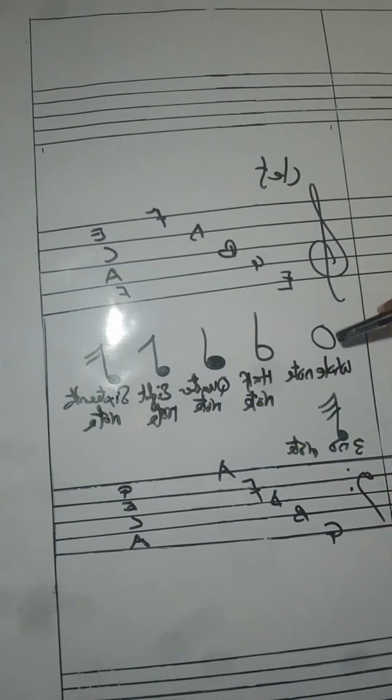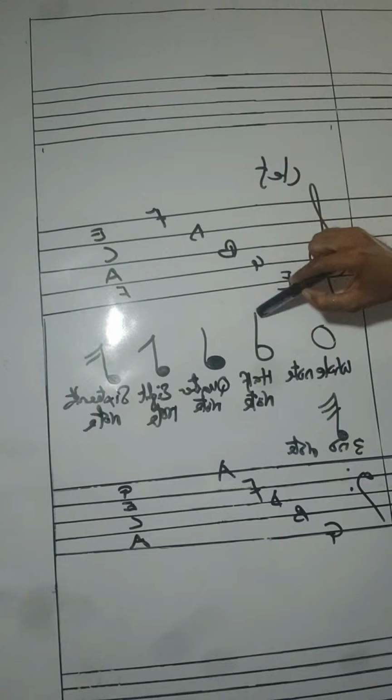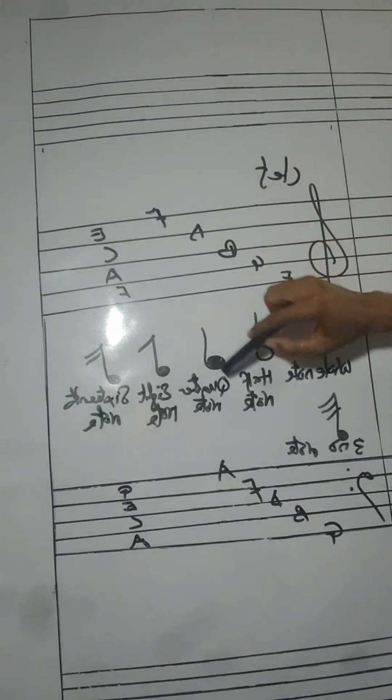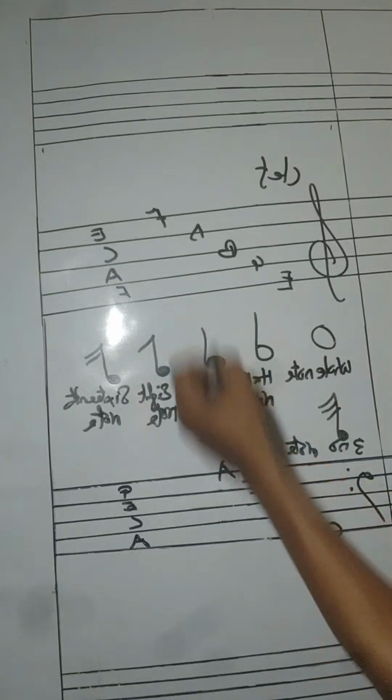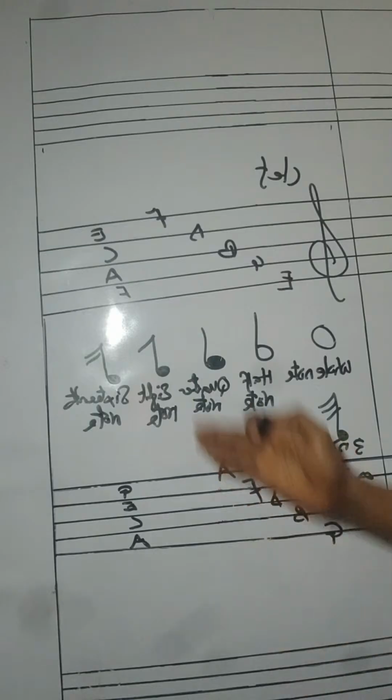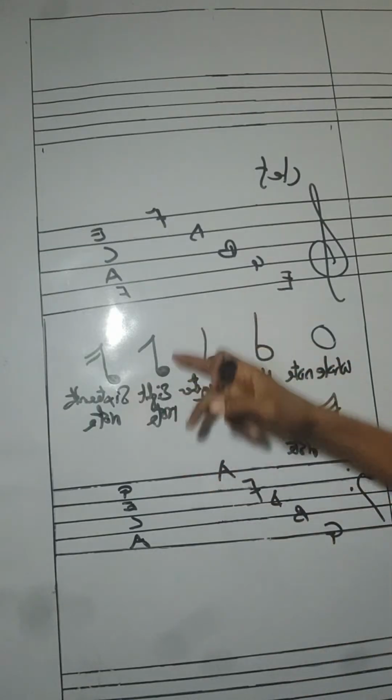Here we can see a round note. Here we can see a round note with a stem. This straight line here is called a stem. And here also we can see a black note. So your quarter note is a black note with a stem. And here we have an eighth note with a stem and a hook.